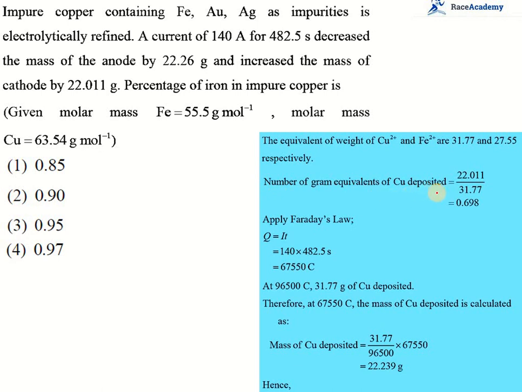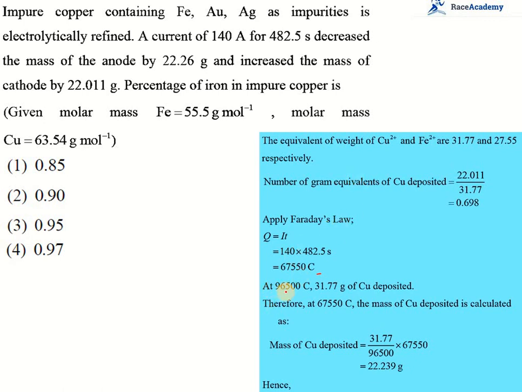The number of gram equivalents of copper deposited can be calculated. Here the given mass 22.011 divided by its equivalent weight gives 0.698, the number of gram equivalents of this copper. According to Faraday's law, Q is equal to I into t, where the I value given in the problem is 140 and the time given is 482.5 seconds. After that we got the charge in coulombs, 67,550 coulombs.